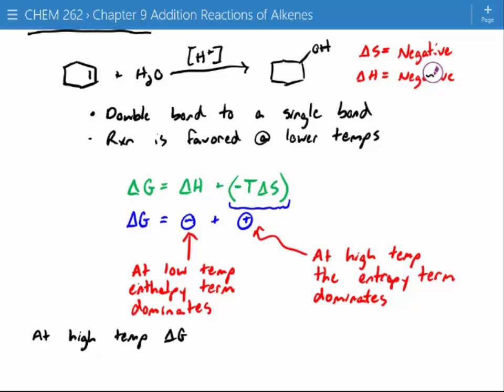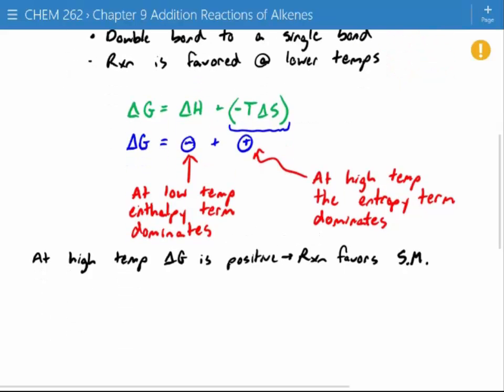At high temp, delta G is positive, which means that the reaction favors our starting material, right? So if delta G is positive, that reaction probably not going to go. It may be at equilibrium to some degree, but it's not going to favor the product side. It's going to favor the starting material side of the reaction.